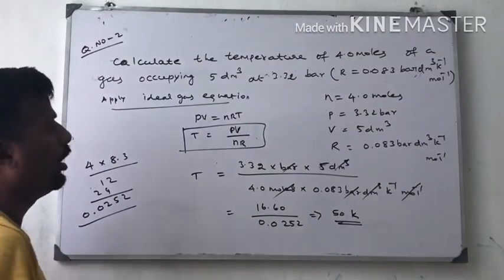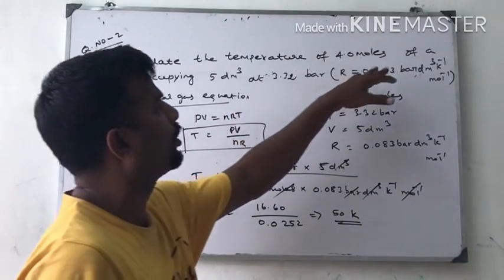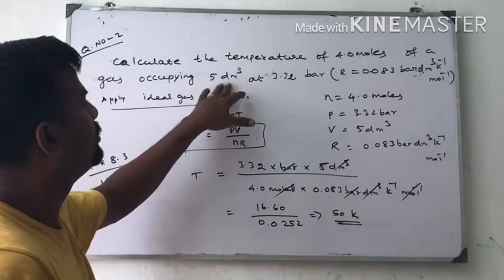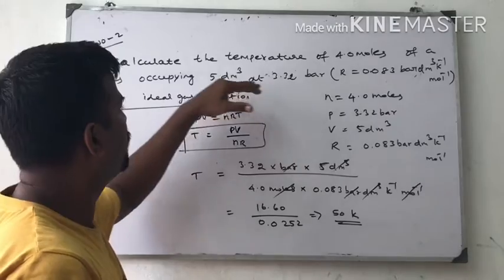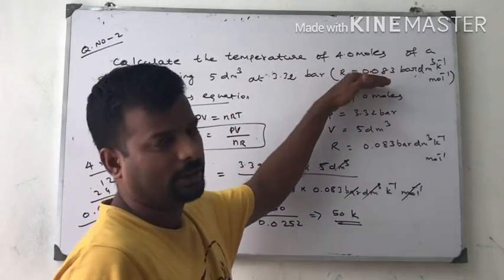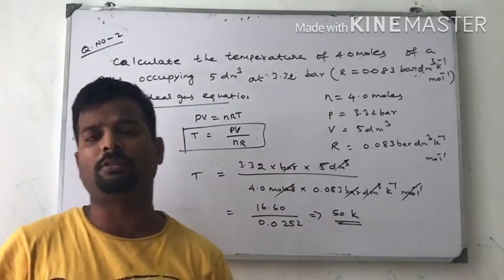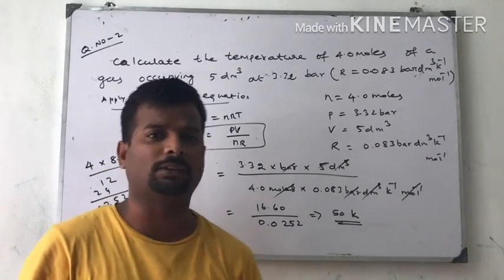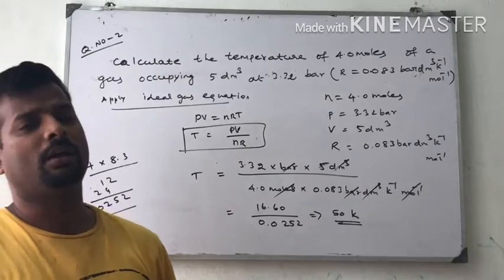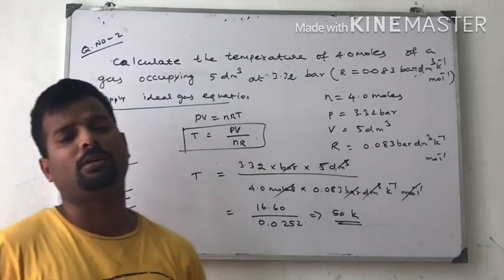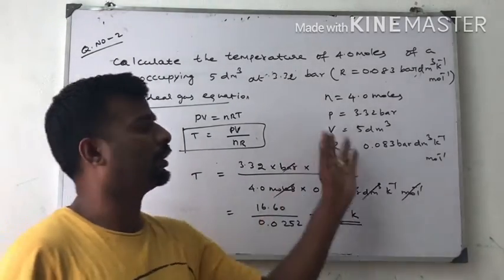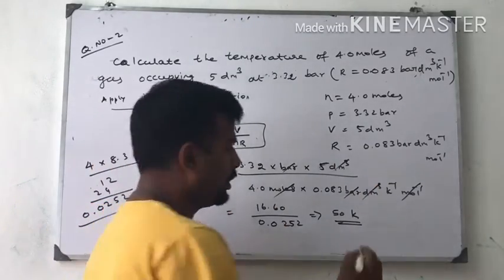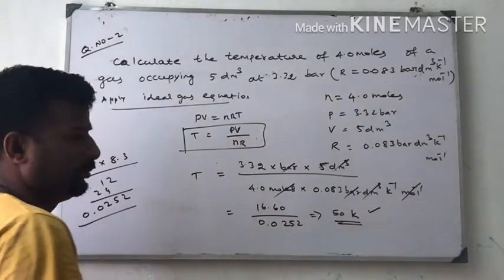Very simple problem. Calculate the temperature of 4 moles, number of moles given, of a gas occupying the volume 5 decimeter cube at a pressure given. Volume given, number of moles given, gas constant given. So in this equation we are going to find the temperature. Applying the ideal gas equation, PV is equal to nRT. Rearranging the equation, T is equal to PV by nR. Write the given terms, substitute the given terms, simplify, and you get the answer of 50 Kelvin.